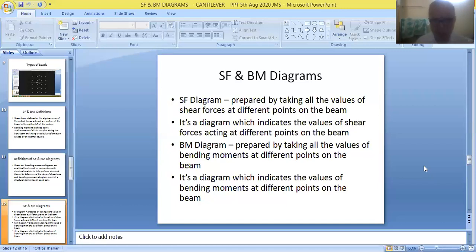So friends, as the name itself implies, the SF diagram will be indicating the values of shear forces at different points on the beam. And similarly, the bending moment diagram will be indicating the values of bending moments at different points on the beam. So you will be preparing loading diagrams, making calculations, getting the values of shear forces and bending moments, and using these values, constructing all these diagrams.